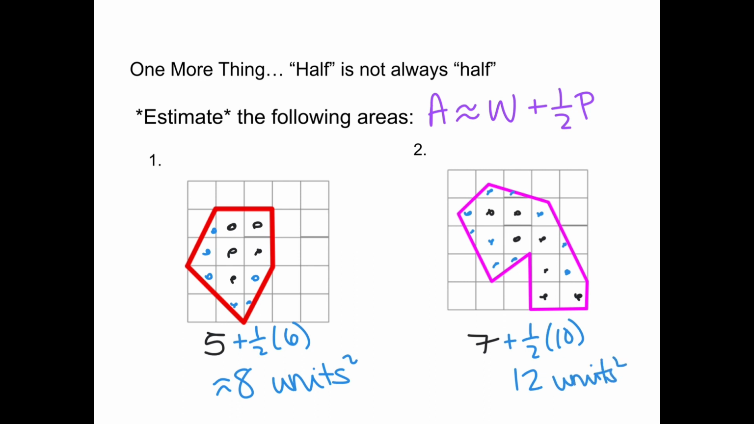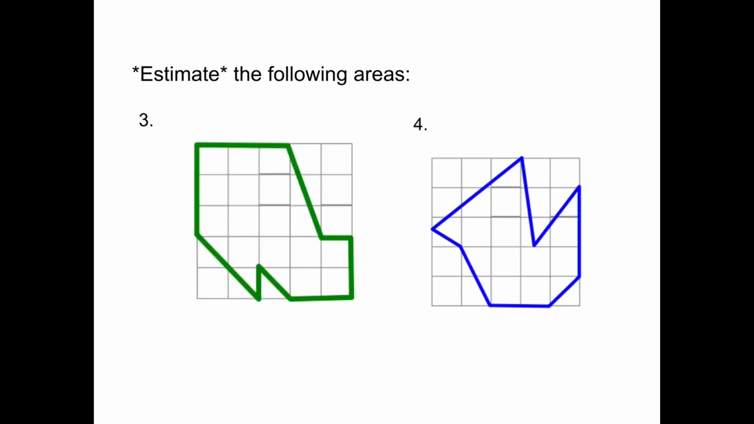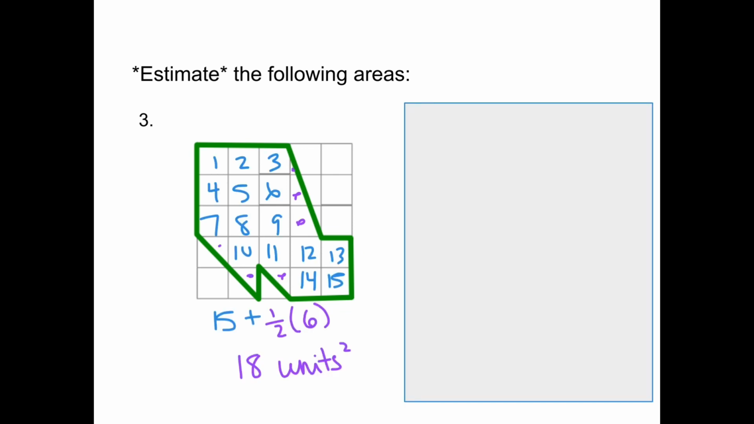Again, we just have to be very careful about making sure we're not missing our partials. My suggestion, especially with the grid, is just to work your way left to right, top to bottom. Let's take a look at these 2 examples. Take a minute and see if you agree with my 15 whole squares. The partials, 1, 2, 3, 4, 5, 6 partials. So again, this is an estimate of 18 square units.